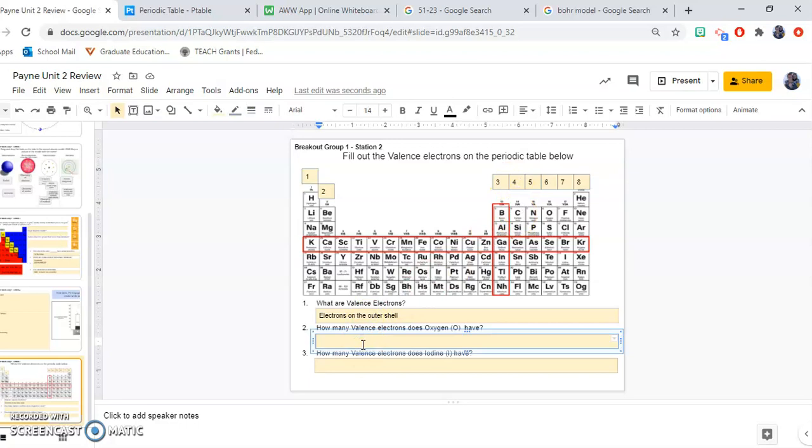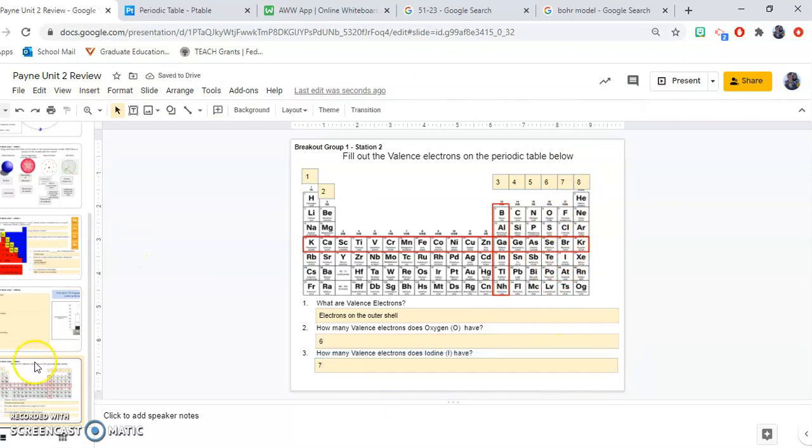So how many valence electrons does oxygen have, right? We have 6. We can see that from our table. And then finally, iodine. How many does iodine have? Well, iodine's right here. We look up here at 7. We know it has 7. All right? That's all we have to do for that.